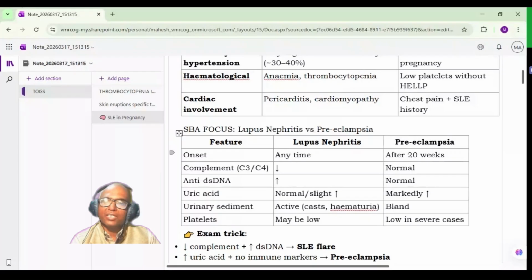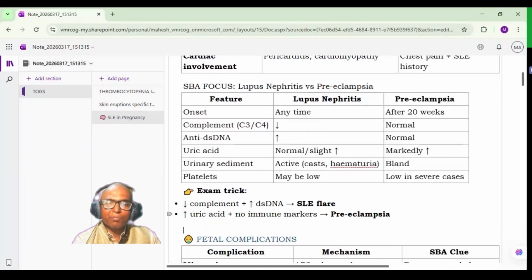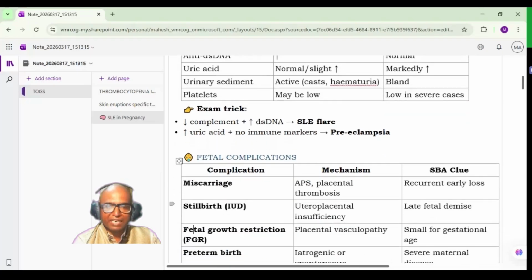While preeclampsia is seen after 20 weeks of gestation, complement level will be normal, anti-dsDNA will be normal, uric acid will be markedly elevated, urinary sediment will be bland, and platelets will be low in severe cases only. So decreased complement and increased double stranded DNA indicate an SLE flare, while increased uric acid and no immune markers indicate preeclampsia.